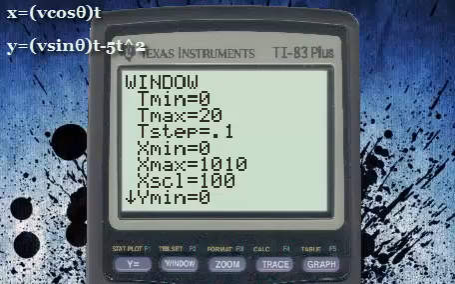This is an example of a projectile being shot from a cannon. My x function is equal to (v cosine theta) times t, and my y function is (v sine theta) times t, subtracted by 5t squared. First, I'd like to show you my window.